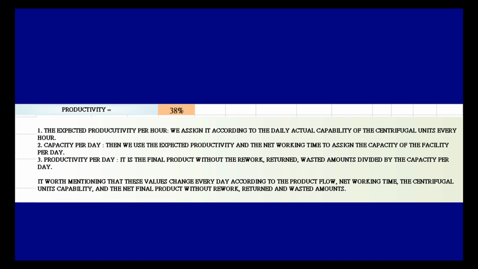Productivity equals 38%. 1. The expected productivity per hour. We assign it according to the daily actual capability of the centrifugal units every hour. 2. Capability per day. We use the expected productivity and the net working time to assign the capability of the facility per day. 3. Productivity per day. It is the final product without the rework, returned, wasted amounts delivered by the capacity per day.